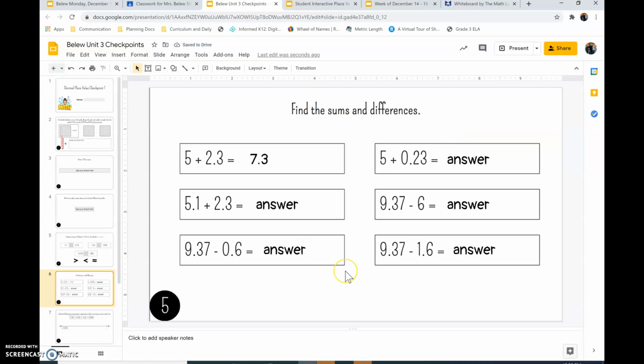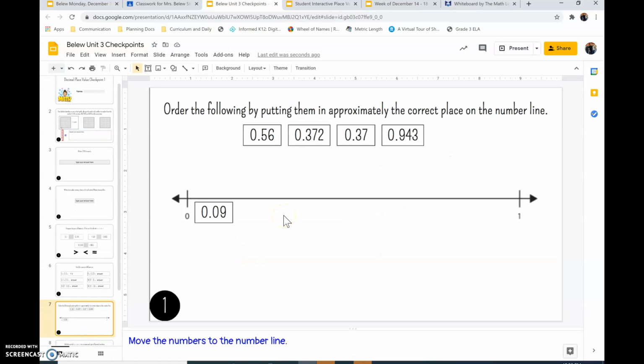On this one, add or subtract. This one tricked a few people. A few people, when they subtracted, they thought it was 6/100ths instead of 6/10ths. Pay attention to that, okay? Also pay attention to that sign. On this one, you're going to click and drag the decimals in order from smallest to largest on the number line. This is 0, this is 1. Now where do these go? You just click and drag them.